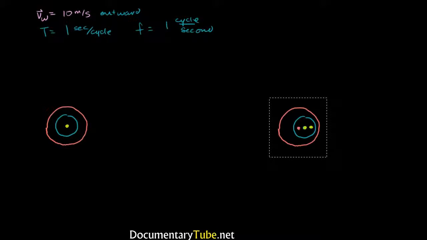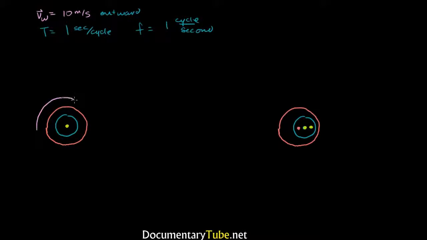Let me use pink. So what about the crest that either of these sources emitted 3 seconds ago? Well, it would be 30 meters radially outward, so another 10 meters from the last one. So it will be out here, out there, just like that. This guy's been stationary the whole time.